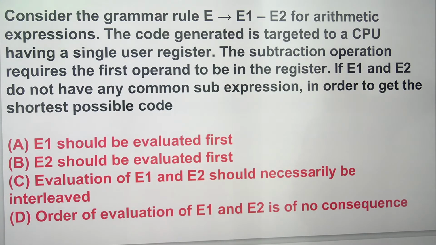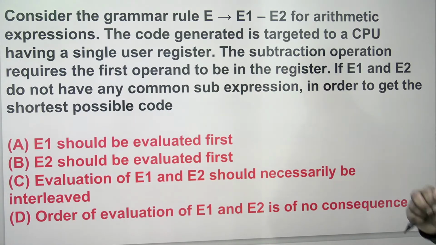Remember, only one single register. The subtraction operation requires the first operand to be in the register. If E1 and E2 do not have any common sub-expression, in order to get the shortest possible code, let us assume that E1 is one expression and E2 is one expression. We have only one register. There is nothing common between E1 and E2. And one more important thing is that the subtraction operation requires the first operand to be in the register.